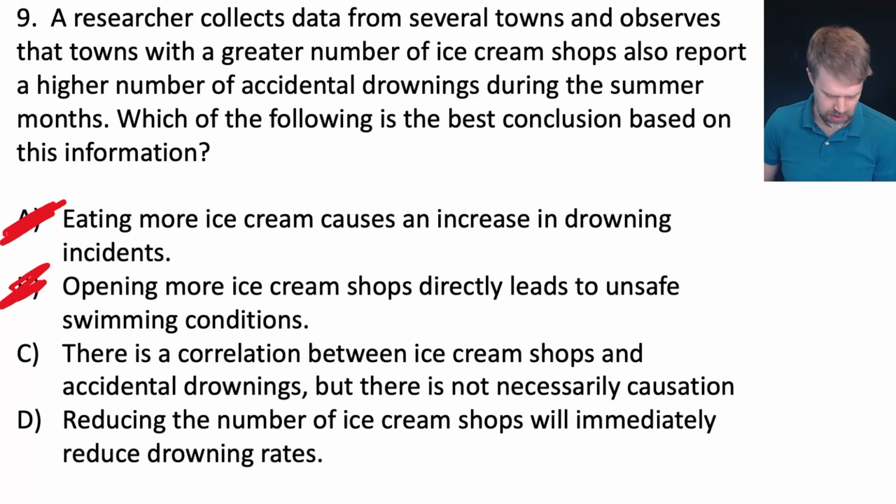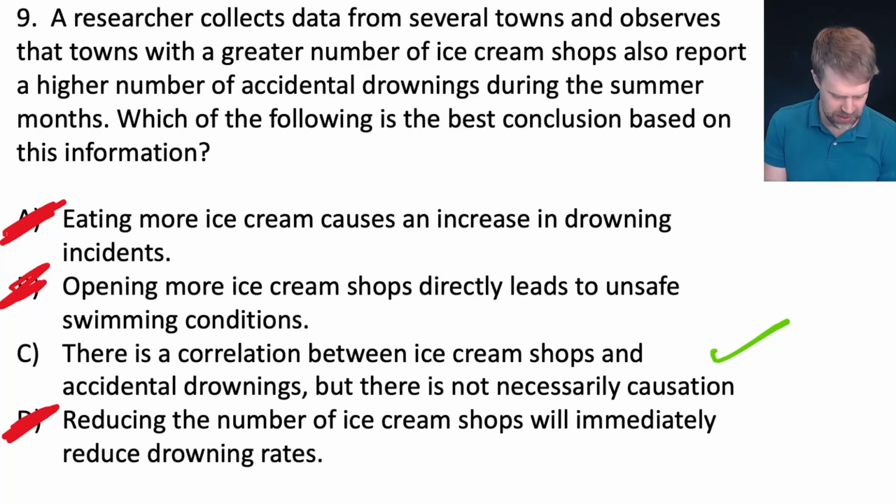Get rid of it. C, there is a correlation between ice cream shops and accidental drownings, but there is not necessarily causation. Ooh, I like this one. This looks good, but let's just check D. Reducing the number of ice cream shops will immediately reduce drowning rates. Heck no. Yes, it would if the ice cream shops were making people drown, but they're not. So you can get rid of all the ice cream shops, people are still going to drown because it is not causative. One is not causing the other.